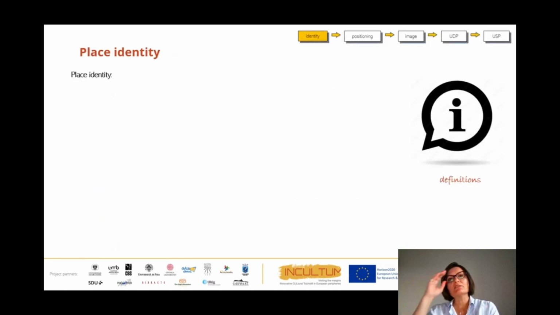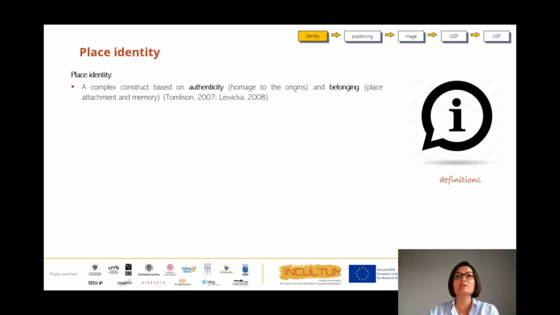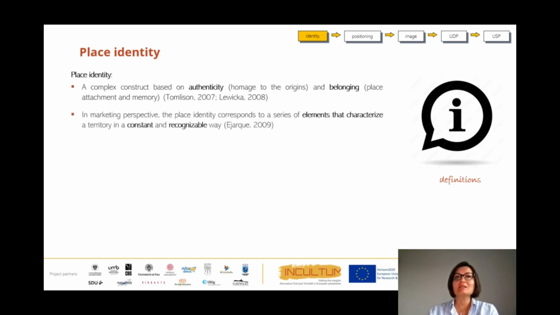What is the identity of a place? It is something that starts first and goes beyond the tourist proposal. According to scholars, it is a combination between authenticity, referring to the origins of the place, and sense of belonging, referring to the local community. From a marketing perspective, the identity of the place is an asset on which to work to characterize and make the destination recognizable. It is what makes it not only unique but also attractive.